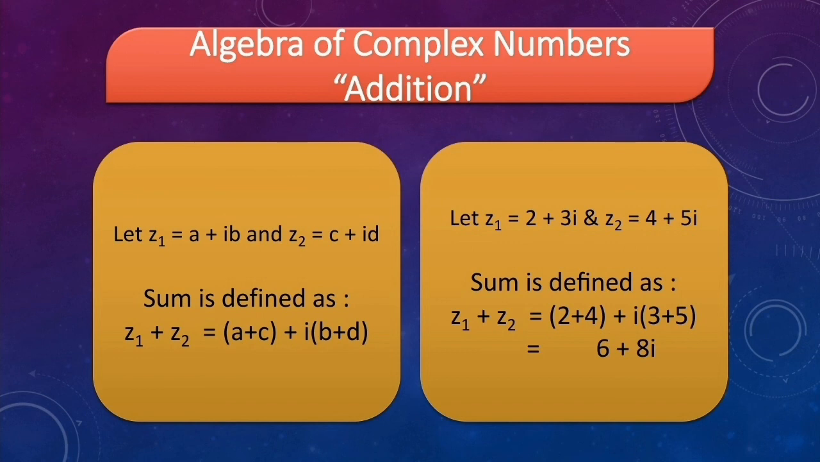Let's take an example where z1 is equal to 2 plus 3 iota and z2 is equal to 4 plus 5 iota. Now the real parts 2 and 4 are added separately. On the other hand, the imaginary parts are added separately, taking iota as common. It's like simple addition, right? We have just taken iota as common and nothing more is present in this question.